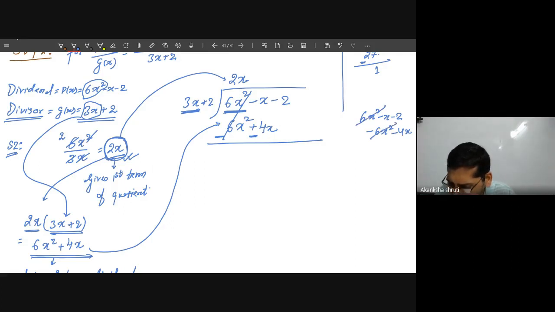Students, 6x square will get cancelled, but we have minus x and minus 4x. So x and x are like terms and their signs are negative, so they will just get added with the negative sign. So minus 5x. What is the other? This is the minus 2, which remains as it is. So write this 2 as it is. This is the step involved, but for writing that, we are just cancelling it.